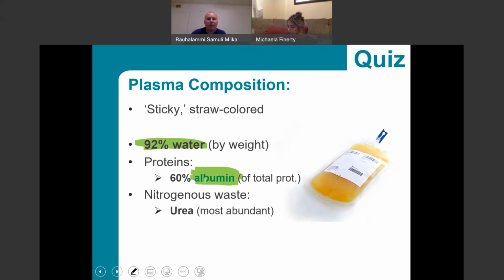An example of the waste product that we find in the plasma, urea would be an example of that. And that's really the most common waste product and most common nitrogenous waste product that we see. Again, don't let that term throw you off. We talked about that, but we just didn't use such fancy words. So those are all the questions that I could think of at the plasma general level.